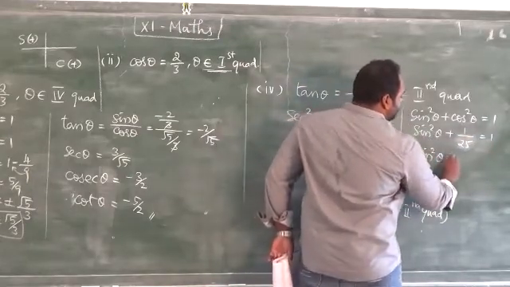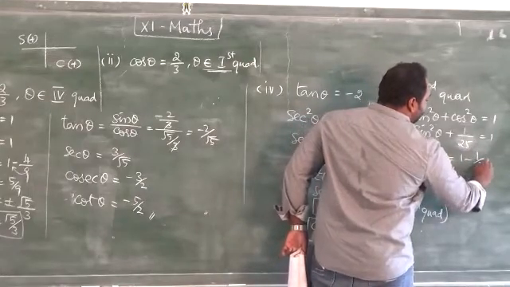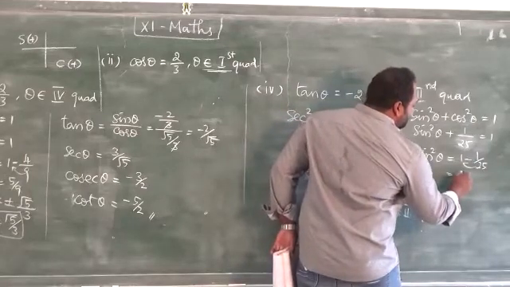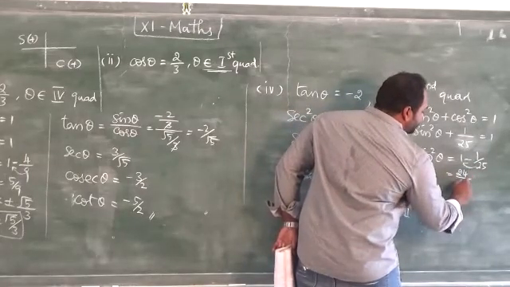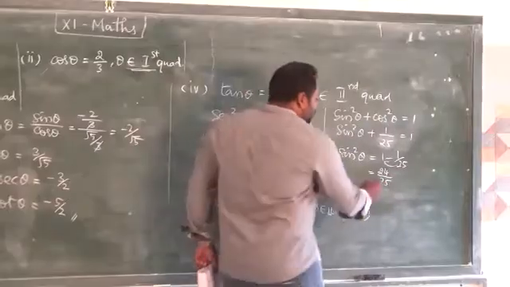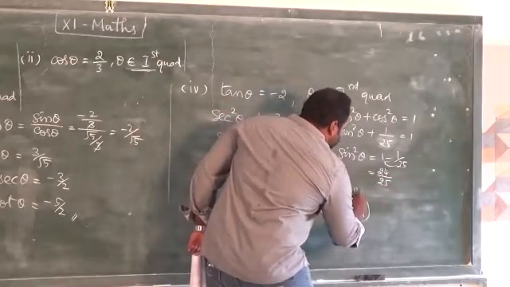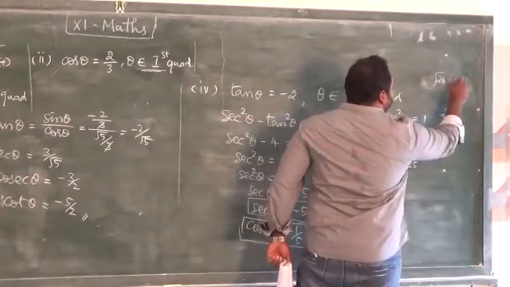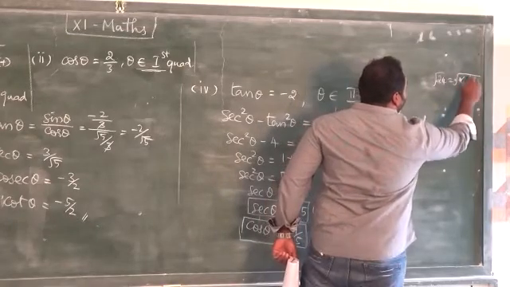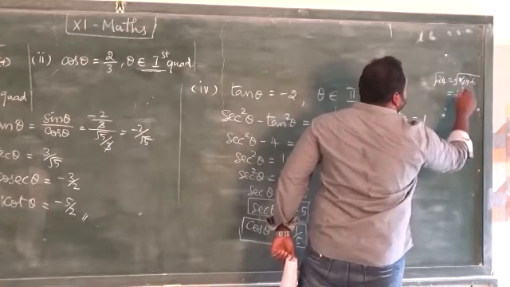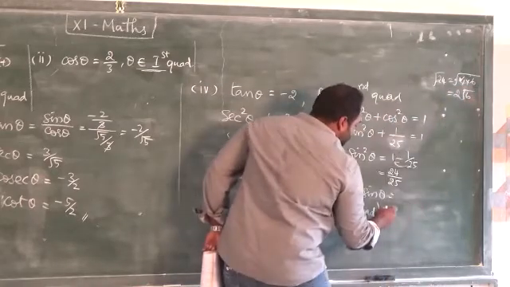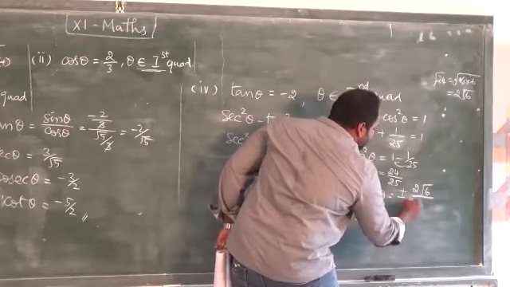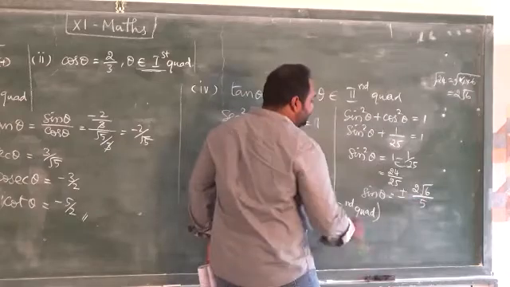Sin square equal to 1 minus 1 by 25. Cross multiply this side: 25 minus 1, it is 24 by 25. So sin theta equal to square root of 24, which can be written as root 4 into 6. So root 4 is 2, root 6. So plus or minus 2 root 6 divided by root 25, which is 5. So this is the value for sin theta.